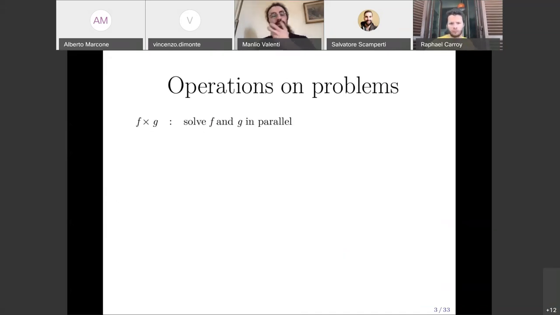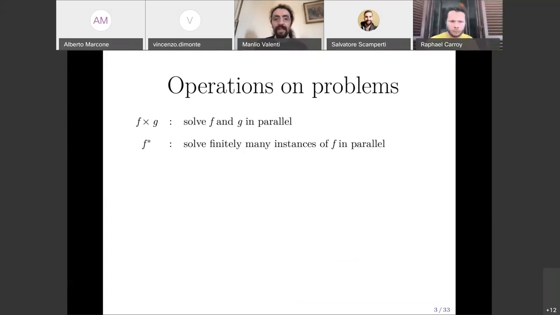Right, so usually you think of multivalued functions as problems, computational problems. And so clearly there are many ways you can combine problems together, also intuitively, in many natural ways. You can ask for both. So you can say, oh, you have two problems, and you may ask, okay, I want a solution for both F and G. And this is captured by this operation here, which is called parallel product.